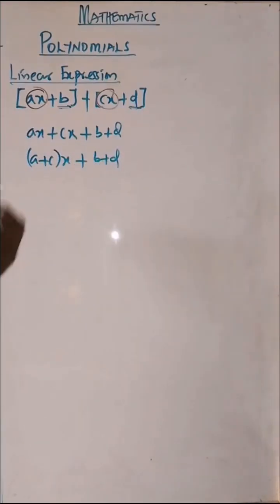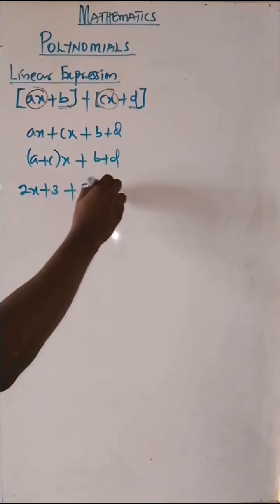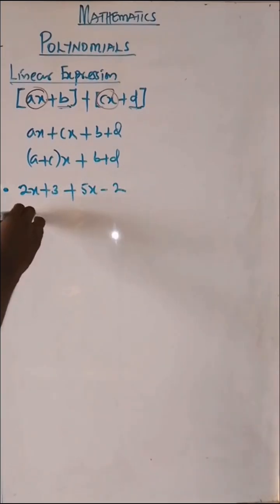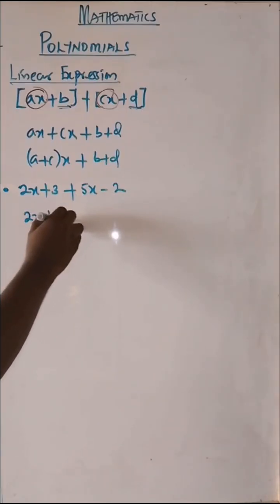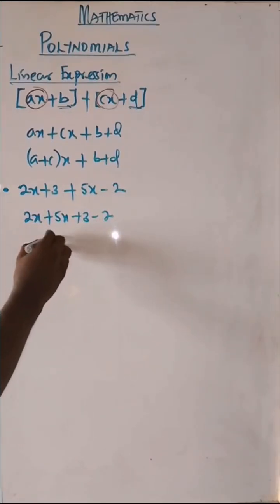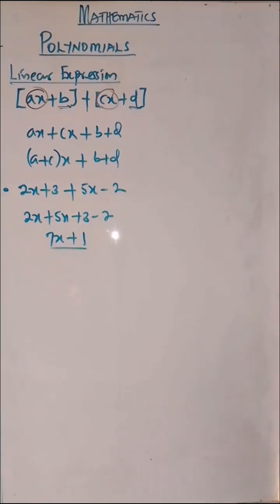Let's take examples. Suppose we have 2x plus 3 plus 5x minus 2. What are you going to do here? Rearrange first. So 2x plus 5x plus 3 minus 2. 2x plus 5x is 7x. 3 minus 2 is 1. So that's the final answer. As simple as that. Now instead of adding, what we will have is subtraction.